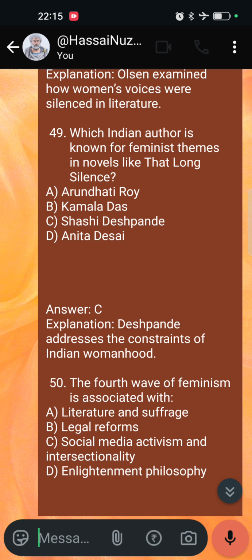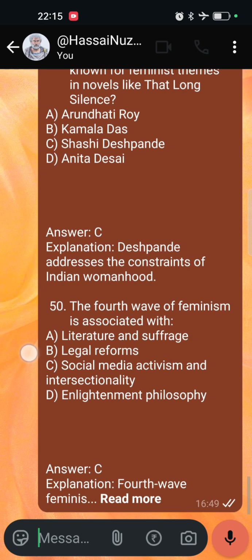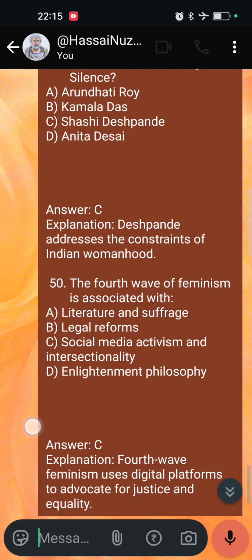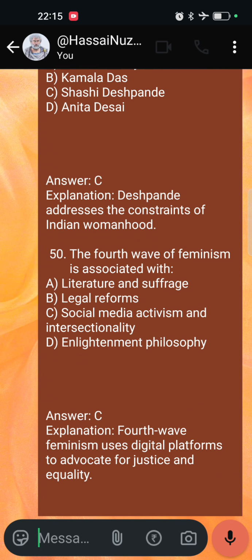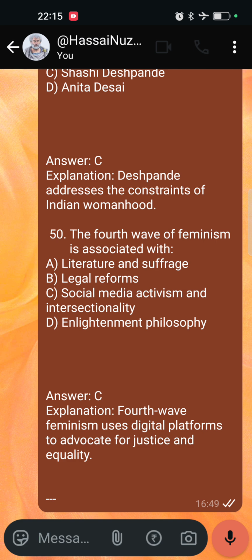50th question. The fourth wave of feminism is associated with. Answer is C. Social media activism and intersectionality. Fourth wave feminism uses digital platforms to advocate for justice and equality.